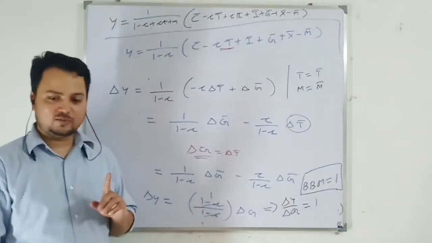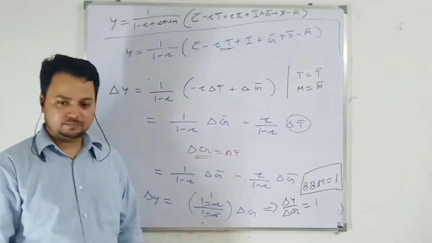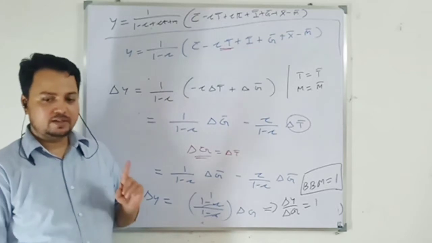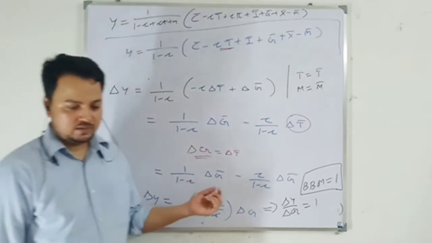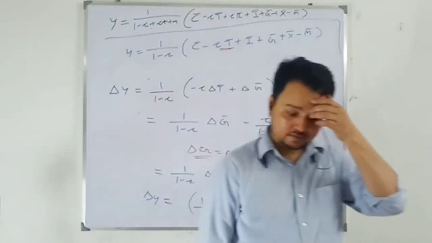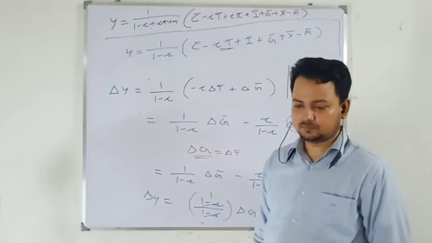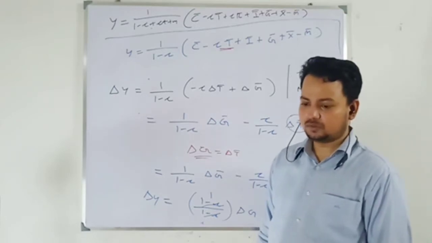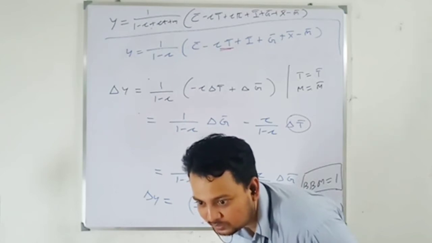Write down one important line. The balanced budget multiplier will be equal to 1 only under the condition when tax and import are not a function of income.